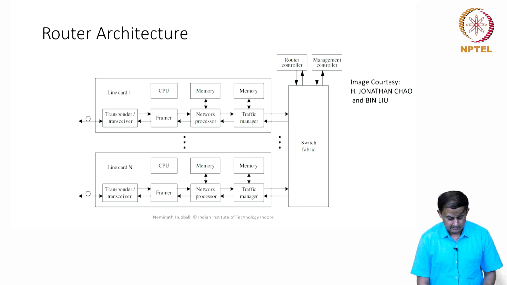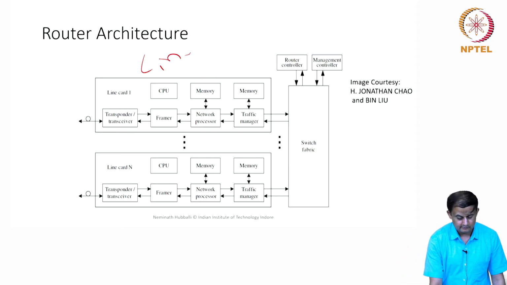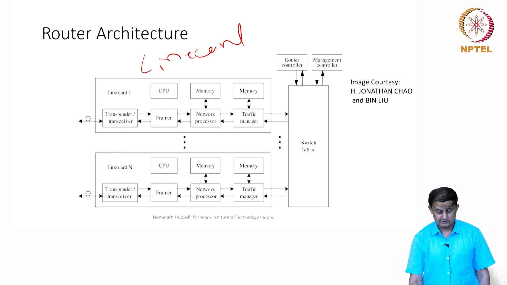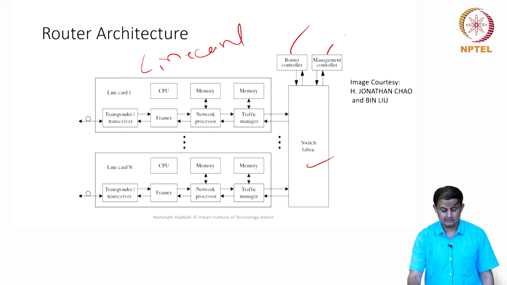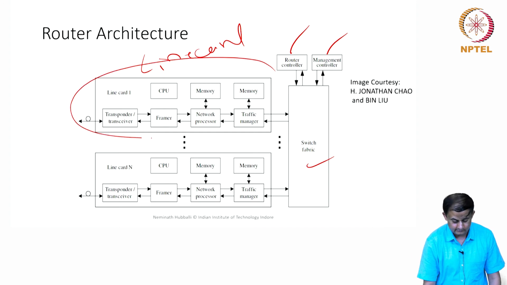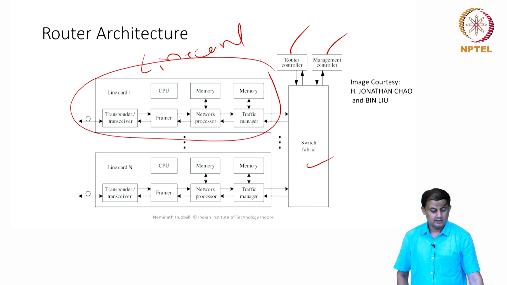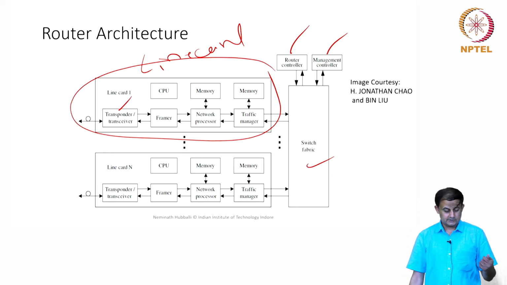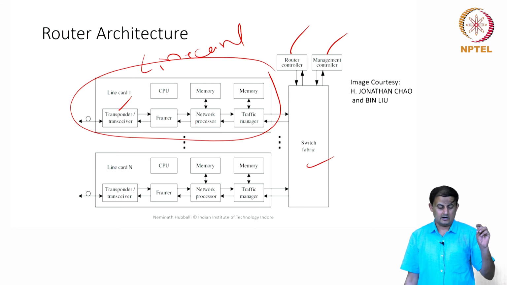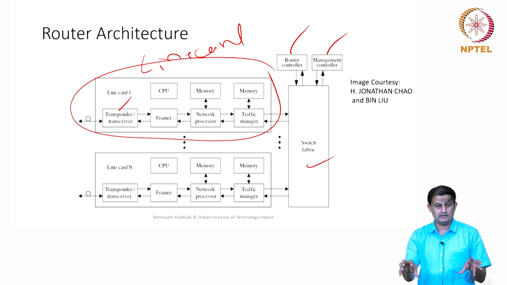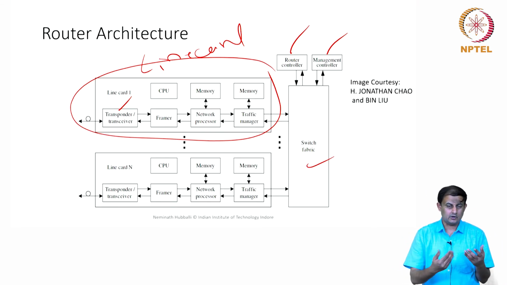So the typical line card that I was talking about will look something like this. The switch fabric is here, and the route controller and the management controller are here. One line card will have these many elements. It has something called a transponder or transceiver. This is an electrical or optical component which receives the signal on a link, and it knows how to interpret that.